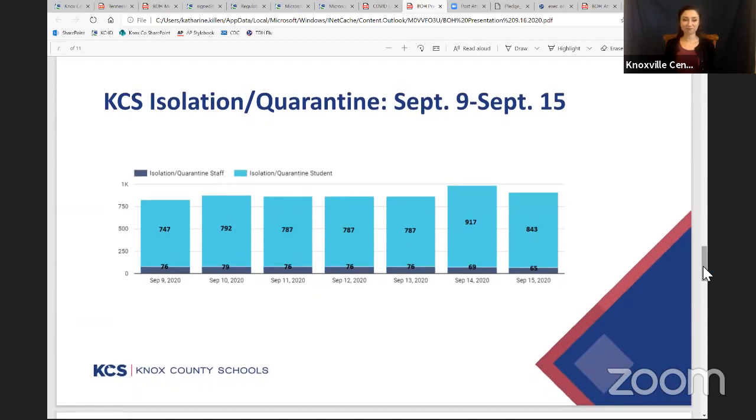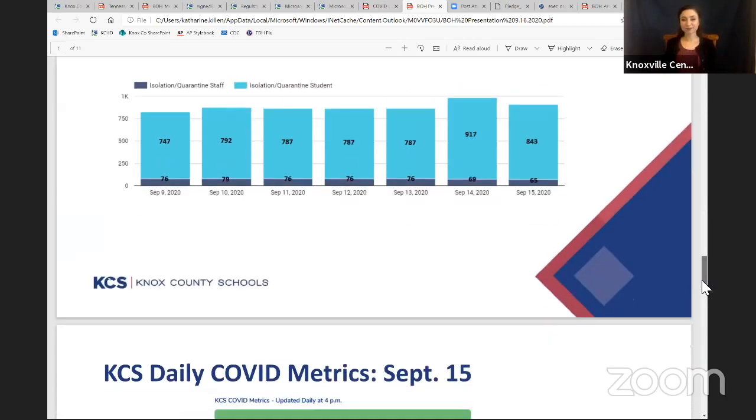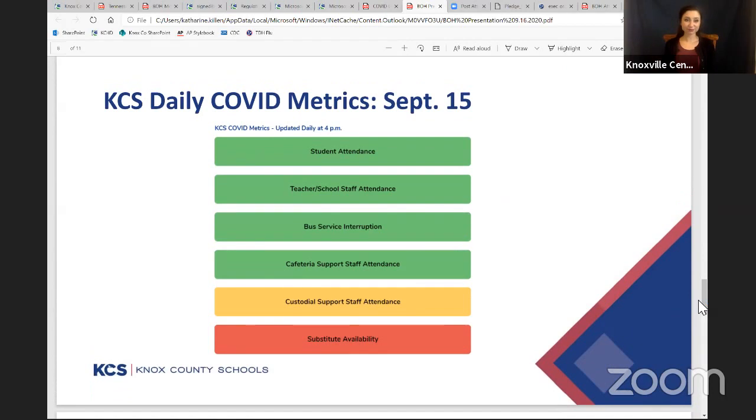And this just gives you a picture of September the 9th through September the 15th, the number of people in isolation. The light blue graph is students and the dark blue is for staff. Next slide. And these are the metrics for September the 15th: student attendance, teacher and school staff attendance, etcetera. Next slide, please.